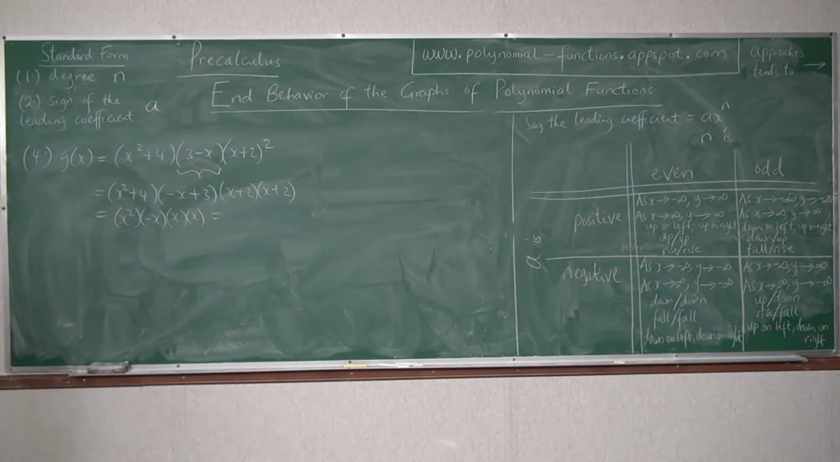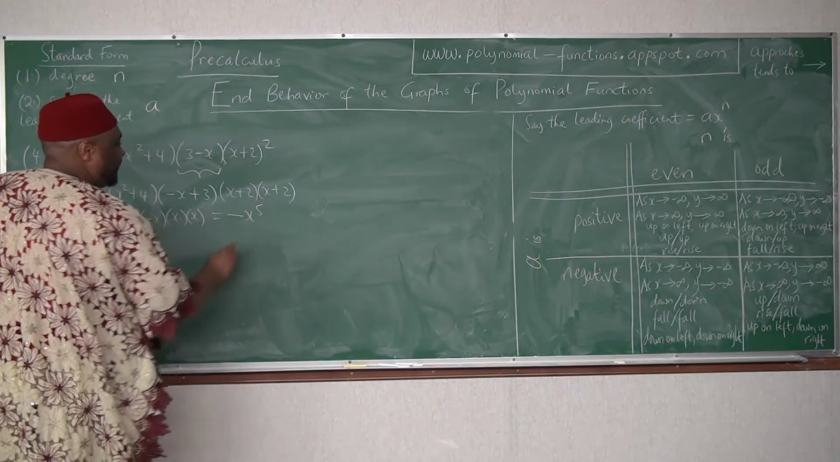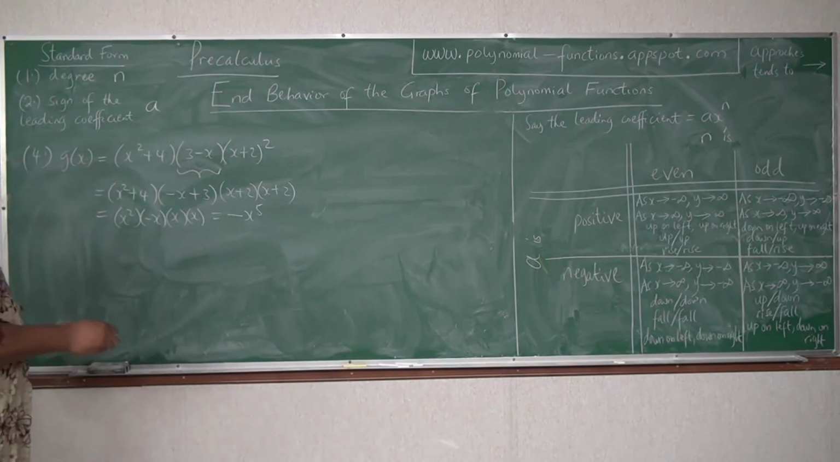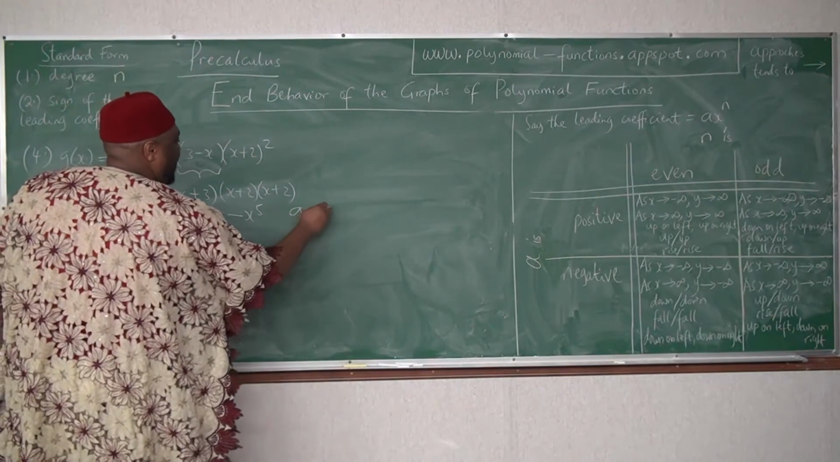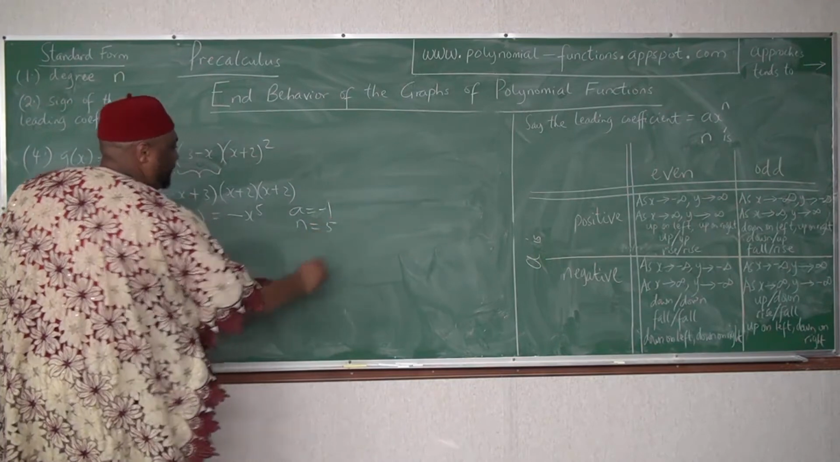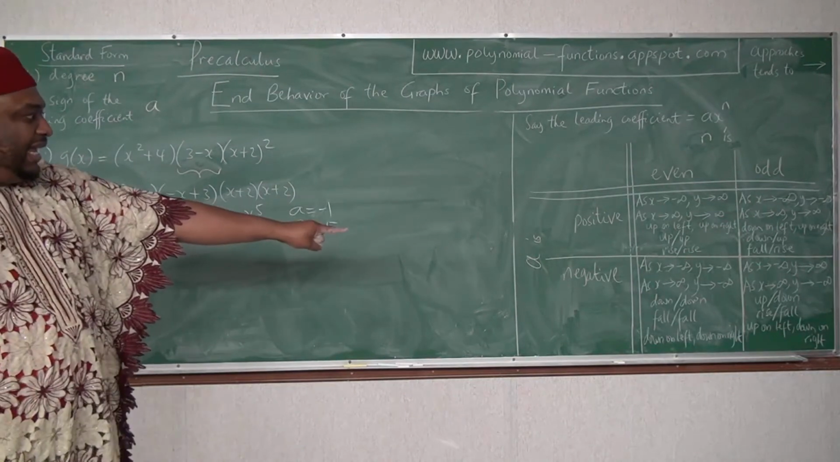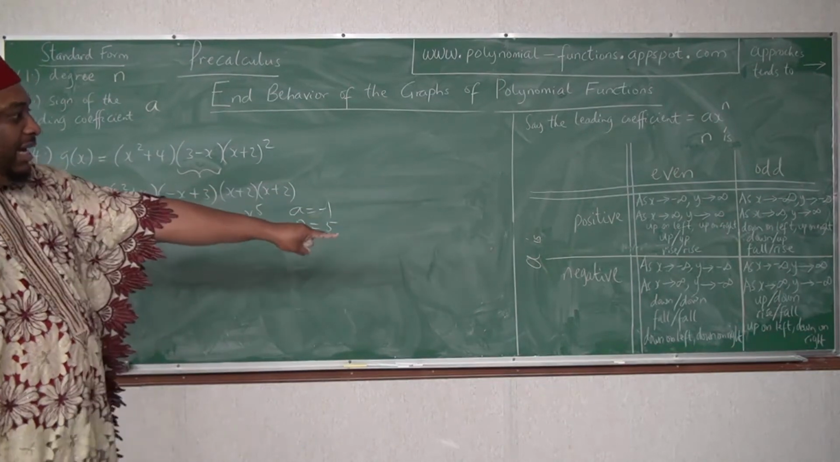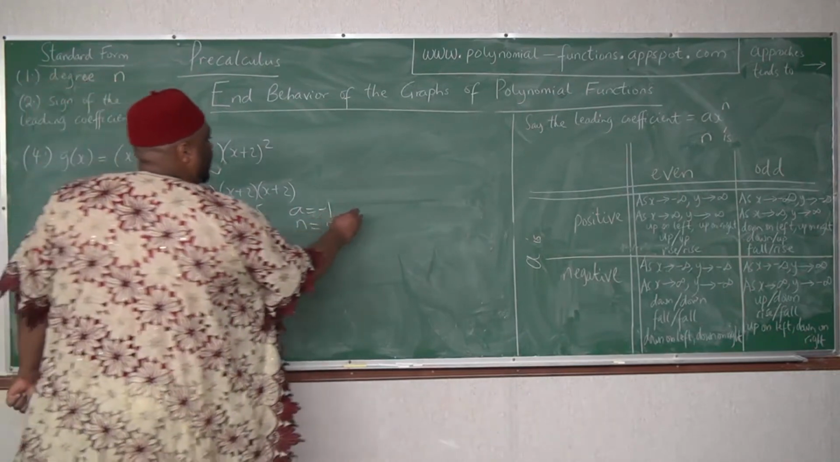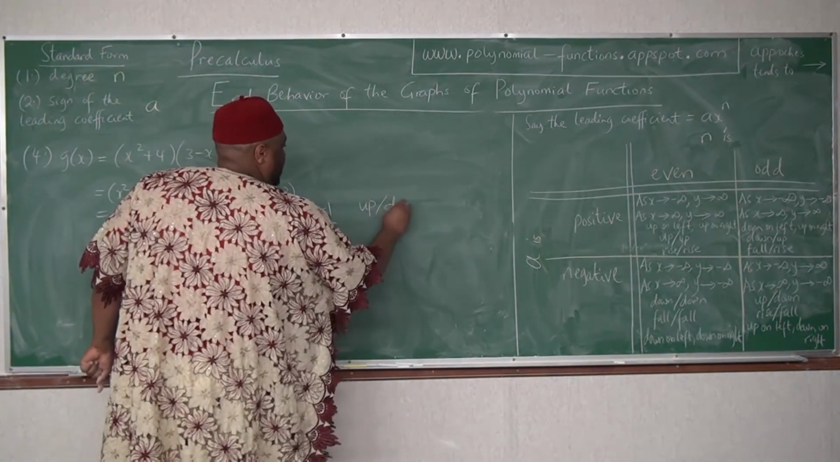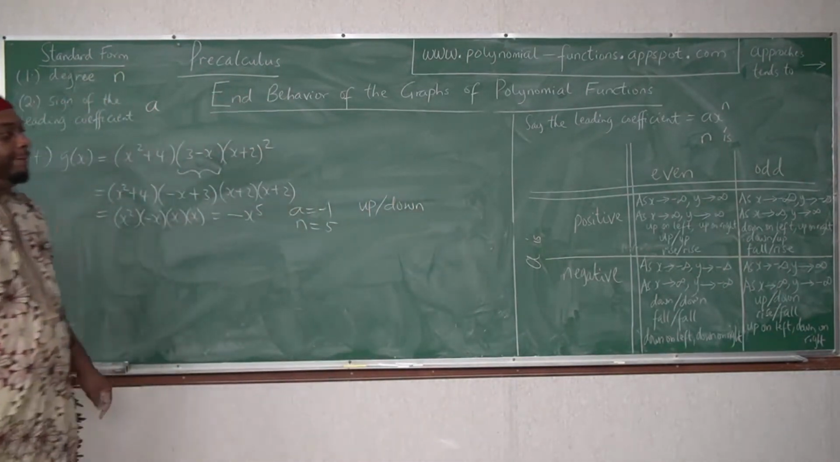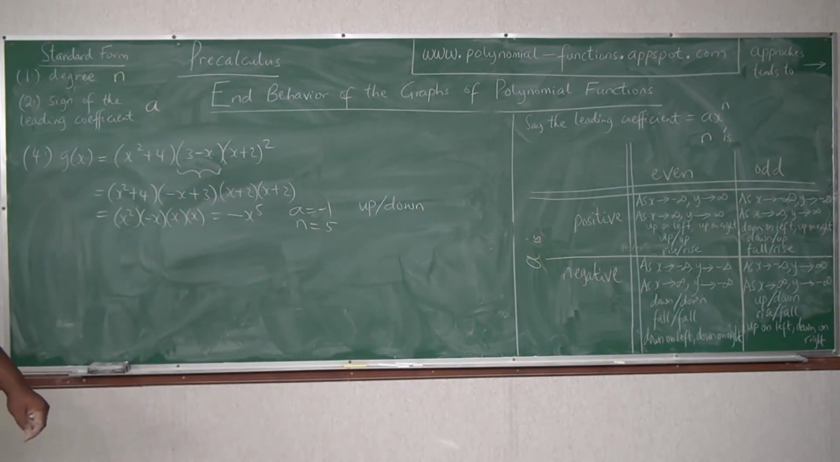You see that? So this is minus x to the 5th. With minus x to the 5th, a is minus 1, n is 5. So that gives us what? Negative odd. And negative odd is up, down. See that?